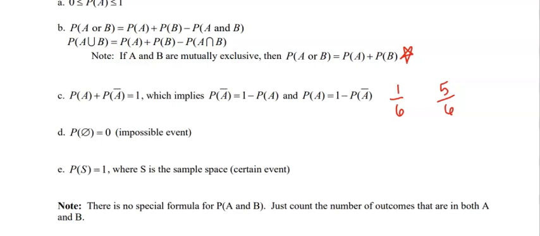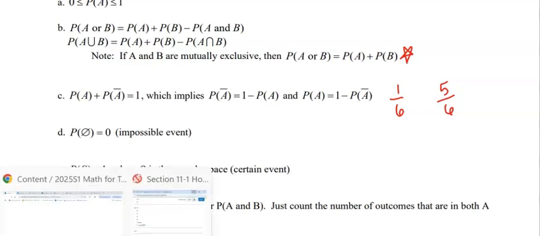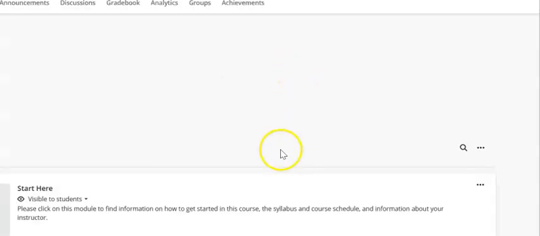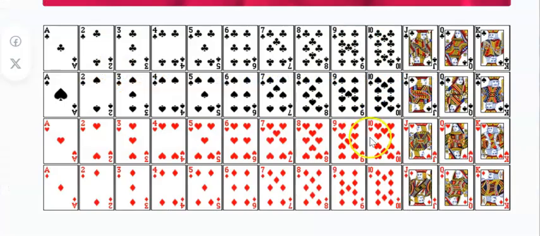And so, if I say, what is the probability of getting a red 10? Red 10 is 2 outcomes. Let me get back to that image. A red 10, here's all the reds, here's all the 10s. So there's 2 cards that are red and a 10.